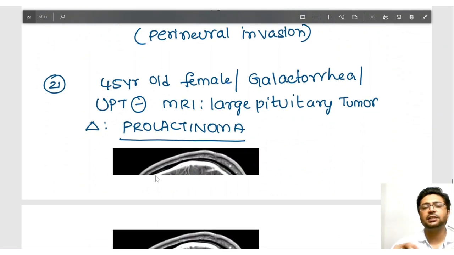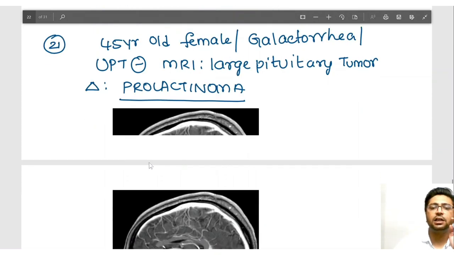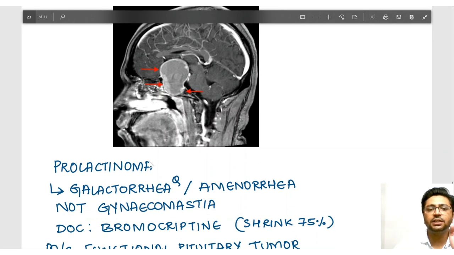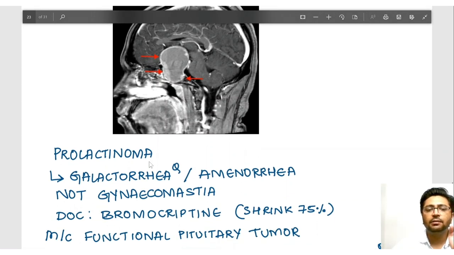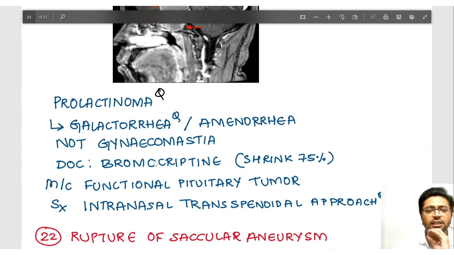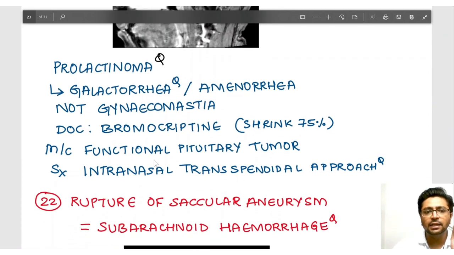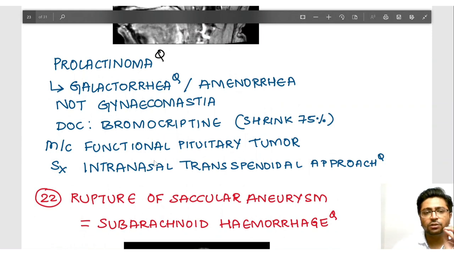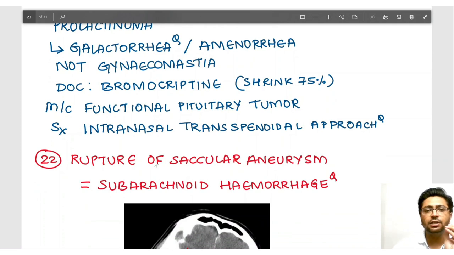The next question which is asked is, a 45-year-old female patient presents with galactorrhea. Urine pregnancy test is negative and MRI shows a large pituitary tumor. So what is the likely diagnosis? The answer is prolactinoma. In prolactinoma, there is galactorrhea and amenorrhea. Remember this. And there is no gynecomastia. So prolactinoma is not a cause for gynecomastia. So there is only galactorrhea and amenorrhea. Drug of choice is bromocriptine. It shrinks prolactinomas in 75% of the cases. It's the most common functional pituitary tumor.